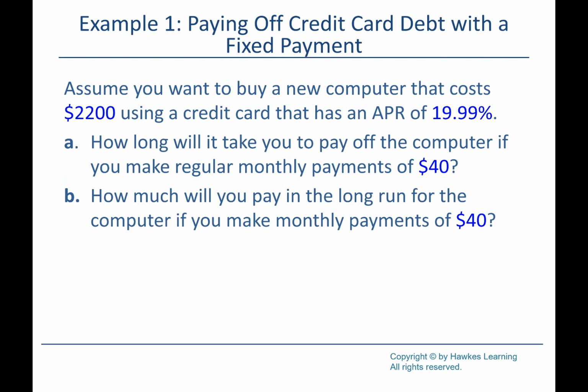Let's look at this one. It says assume that we want to buy a new computer. It costs $2,200. We're going to use a credit card that has an APR of 19.99%. Part A is where we need our formula. It says how long will it take you to pay off the computer if you make regular monthly payments of $40. So maybe that's like our minimum payment.